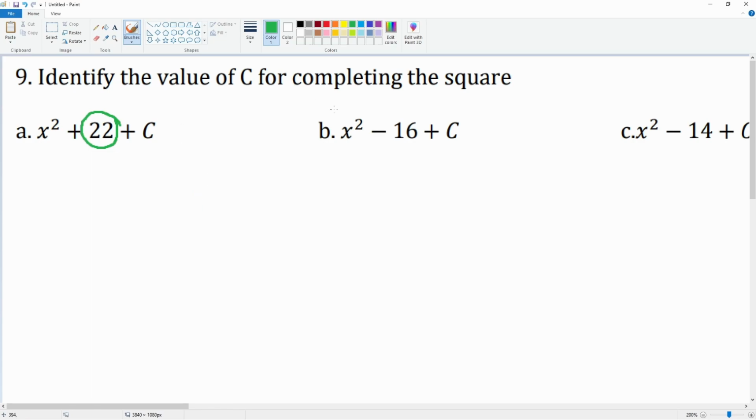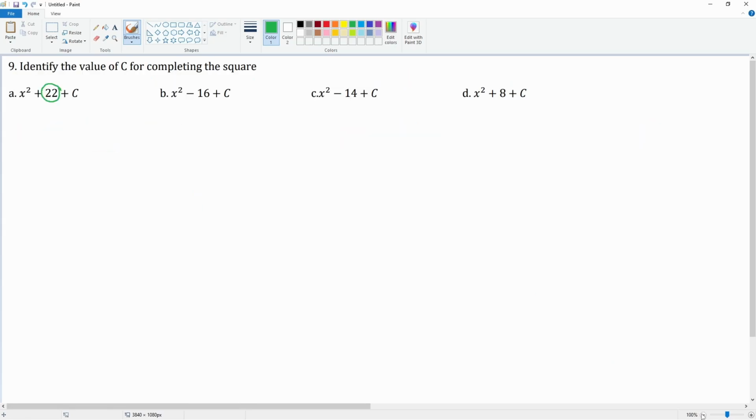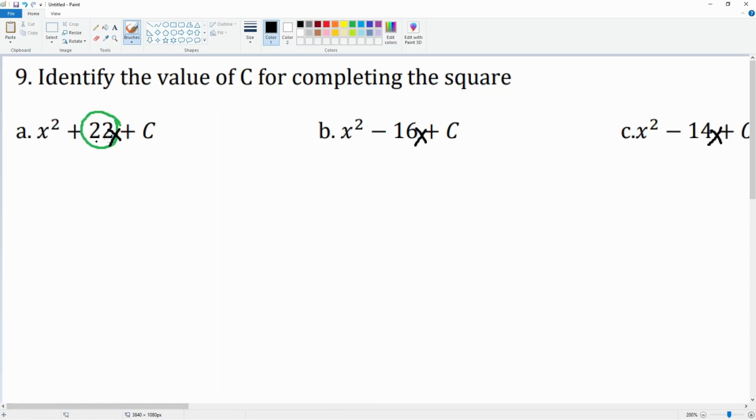Hold on. Notice all these have a mistake. I am so sorry. There's supposed to be an x next to each one of them. Okay, because what you're doing is finding the b term. So the b is equal to 22.